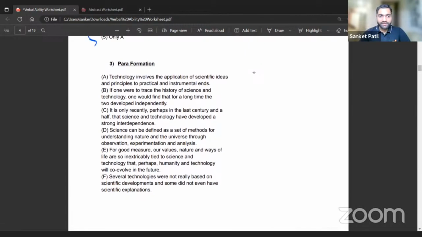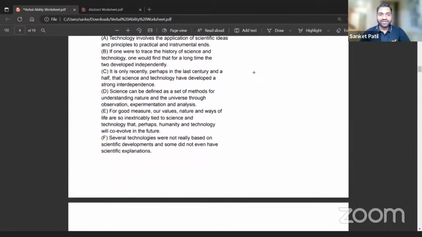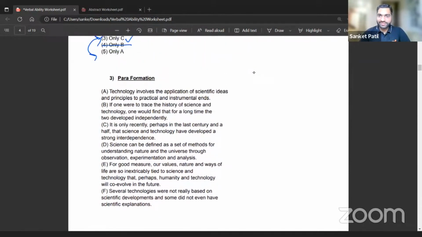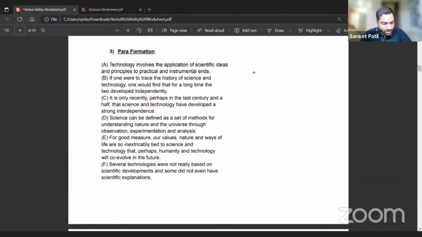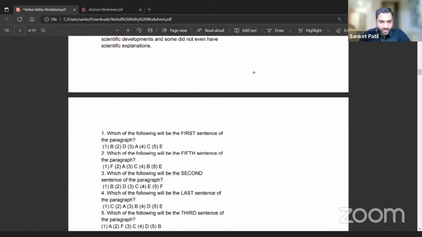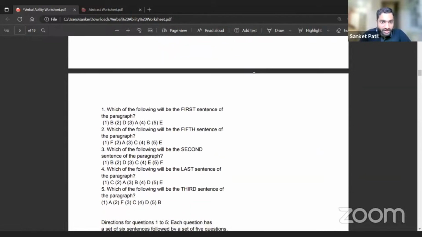Let's look at para formation now. Okay, now this is a very tasty topic, and I say tasty because it is a lot of fun. There is a huge risk actually involved with para formation. If you can get it right, if you can read it properly, you can immediately know what is going to be the correct sequence, and you can gain 5 marks almost immediately.